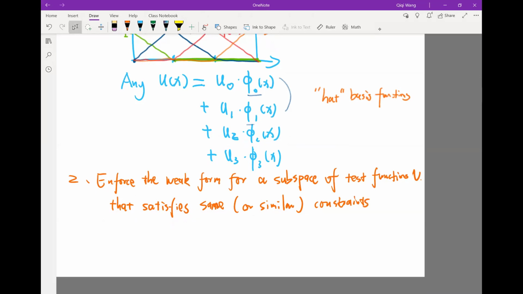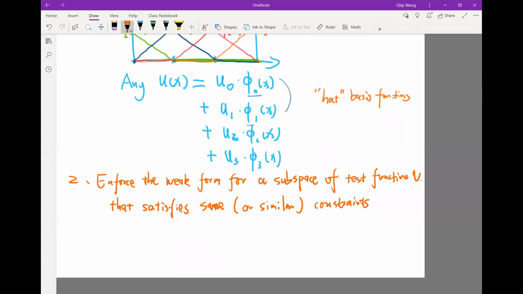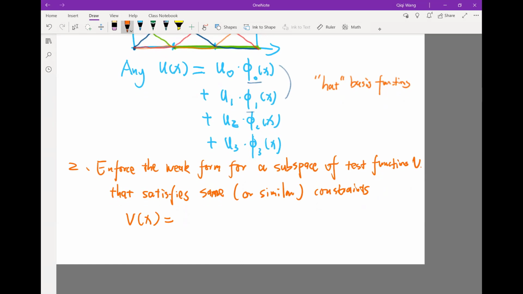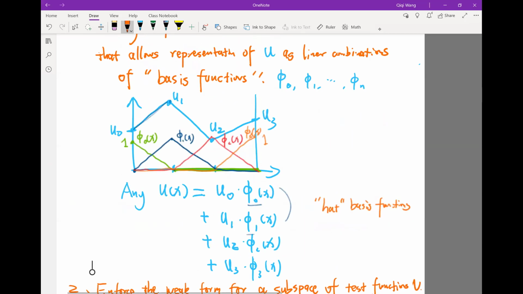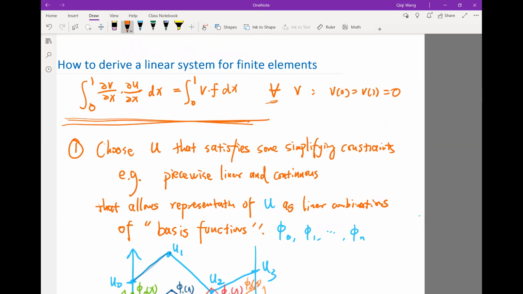Okay, so in this case, I'm also enforcing the equation for v. Actually, I don't have to enforce it for any v that satisfies the constraint. I only have to enforce it for v equal to phi0 of x, and v equal to phi1 of x, and v equal to phi2 of x, and v equal to phi3 of x, right? Because look at this weak form again.